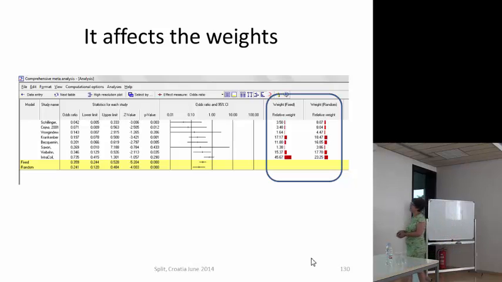The weights will change. In a random effects model, larger studies get less weight than in the fixed effect model. And the opposite, small studies get a larger weight in the random effects model than in the fixed effects model. So you can see that in the fixed effect model here, this last study, the Intracol study, gets almost 46% of the weight, because that's just based on sample size.